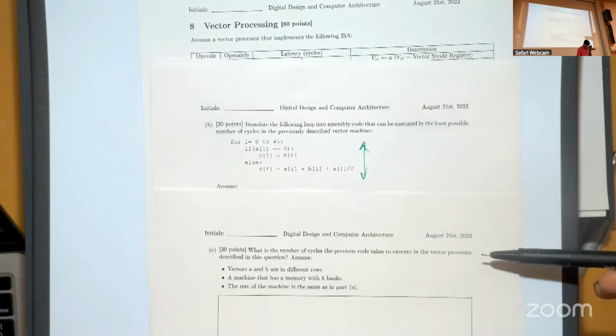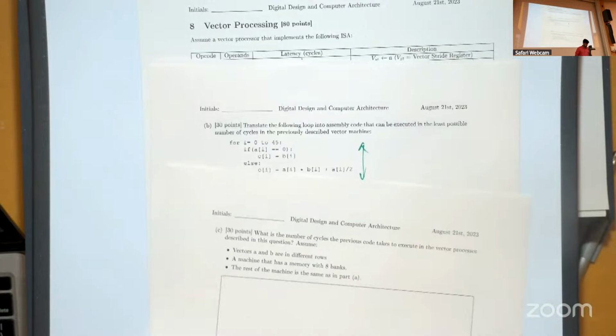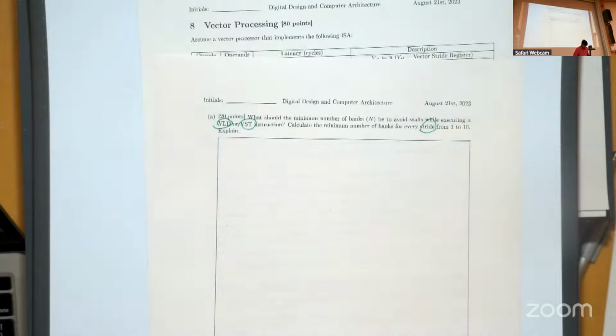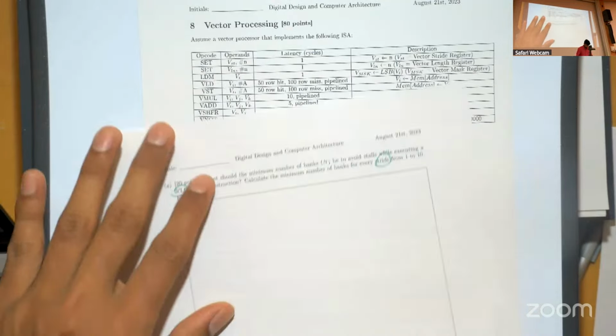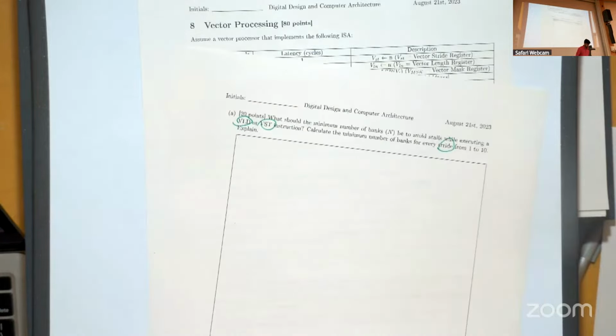The third question: what is the number of cycles the previous code takes to execute in the processor that we describe? And again, you have some assumptions. Okay, so these are the questions that we need to solve. And for the first one, we need to understand what the VLD is, what VST is, and what they mean by stride here.